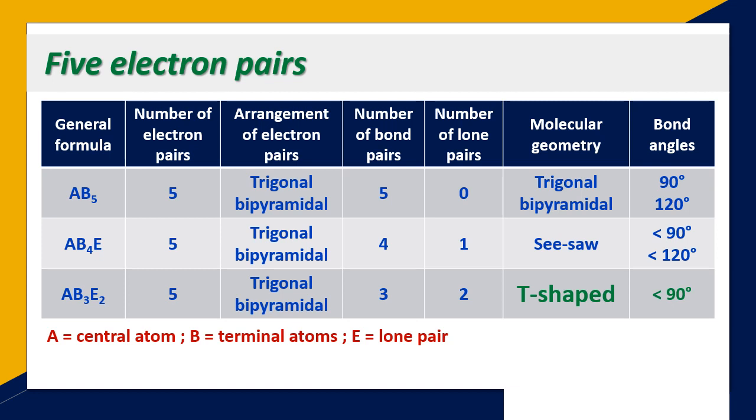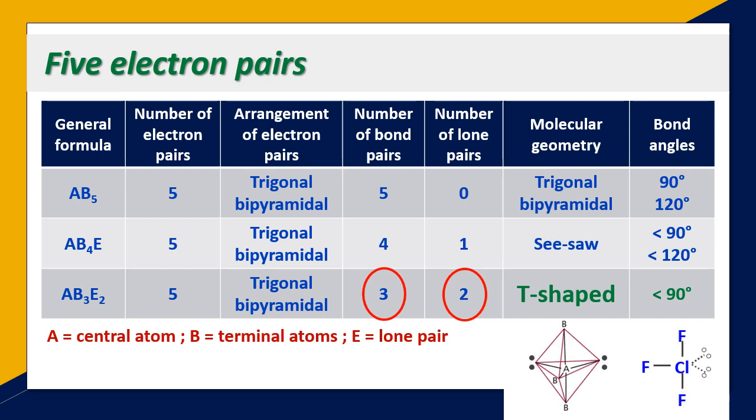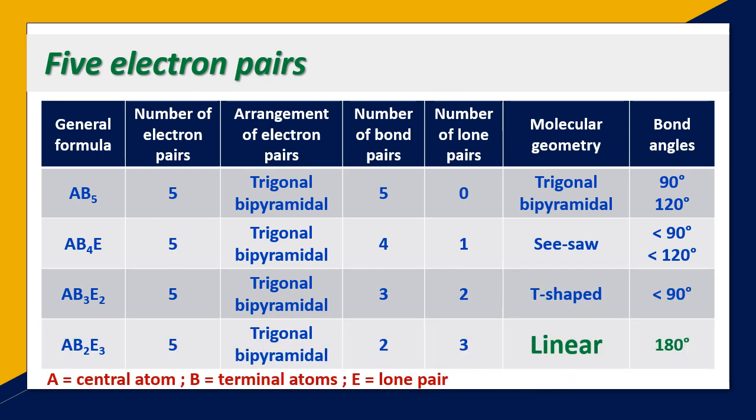For a central atom of a molecule with 5 electron pairs that has 3 bonding pairs and 2 lone pairs, it will produce a molecular geometry of T-shape. The bond angle is less than 90 degrees. The central atom of a molecule with 5 electron pairs that has 2 bond pairs and 3 lone pairs will produce a molecular geometry of a linear shape. The bond angle between the bond pairs is 180 degrees.